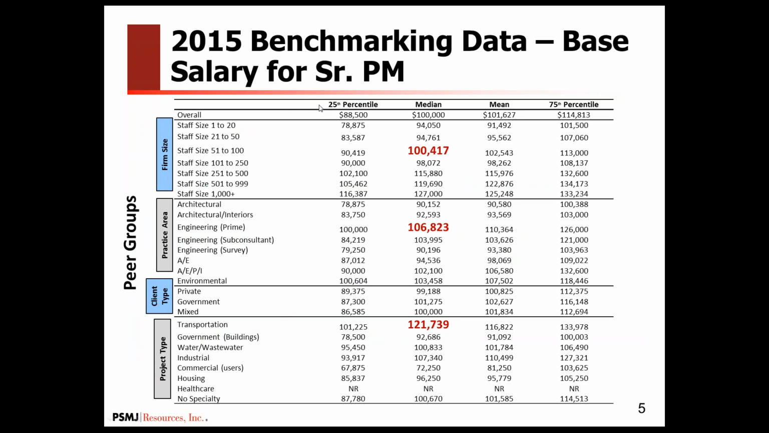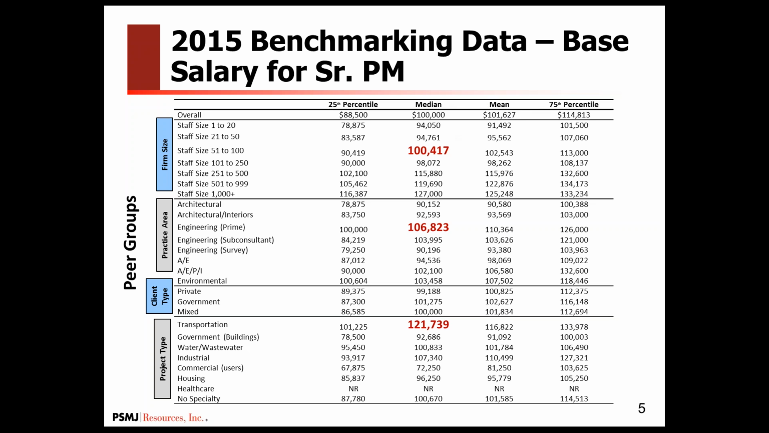Across the top, you'll notice that we report our data under a normal curve or a bell curve. So we report the 25th percentile, the median, which is also referred to as the 50th percentile, and the 75th percentile. The mean is nothing more than a mathematical average. So in benchmarking, if you're interested in the midpoint, you want to look more at the median. And what that means is that in this particular sample, 50% of the firms fell to the left of this particular data point, and 50% of the firms in the sample fell to the right.